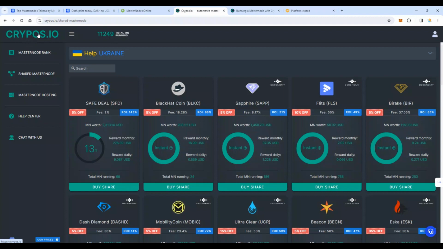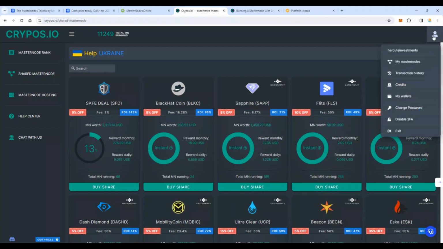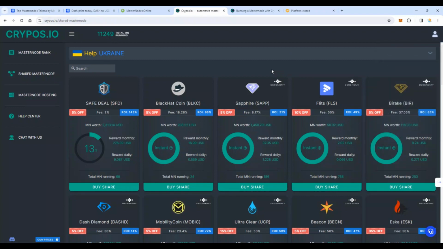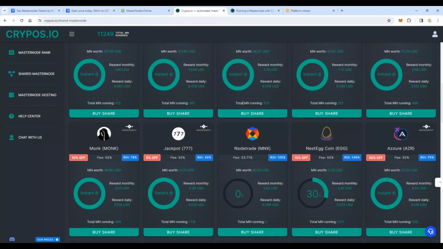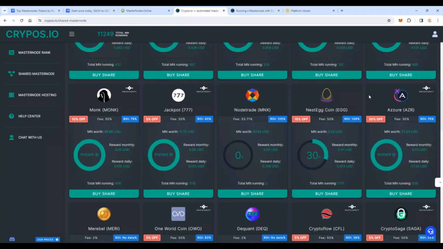The first thing that you need to do is to create an account with crypos.io. You can see here I've already created mine. The moment you've done that, you'll need to enable two-factor authentication, which I've already done. And then you're going to go to Masternodes, which is where we are here, and choose the masternode that you want to run. So I just want to pick a simple masternode just to show you how it's done.